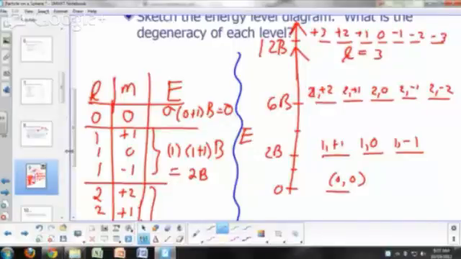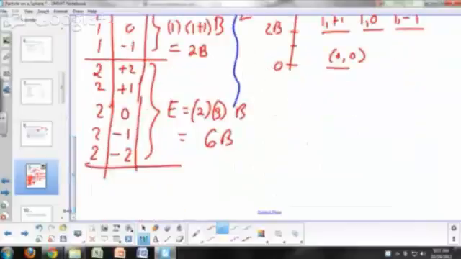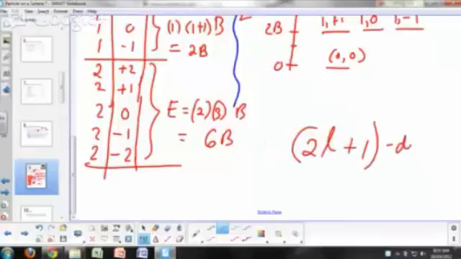So in general, what's the degeneracy of each level? It's going to be 2L plus 1. So you say each allowed energy level is 2L plus 1 fold degenerate.